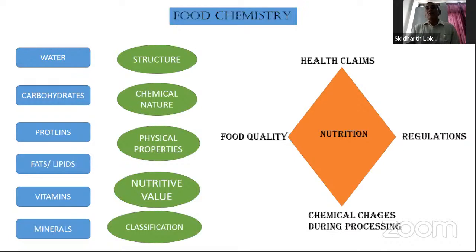Then food regulation. In food regulation, this subject has a very vital role. Then food quality, chemical changes during processing, health claims. Now the government, through the existing food regulation system in our country, that is FSSAI, is continuously creating several initiatives. From those initiatives, one thing gets reflected: the knowledge regarding human nutrition and food chemistry. It is highly essential. Without that, you cannot proceed further.